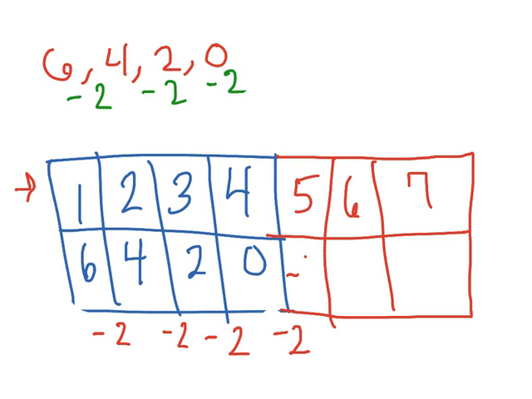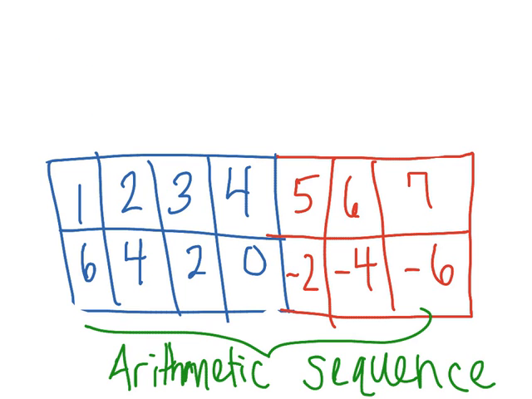So 0 minus 2 is -2, -2 minus 2 is -4, -4 minus 2 is -6. So yes, these numbers do form an arithmetic sequence, and these are the last three terms. The full sequence is 6, 4, 2, 0, -2, -4, -6, and we are done.